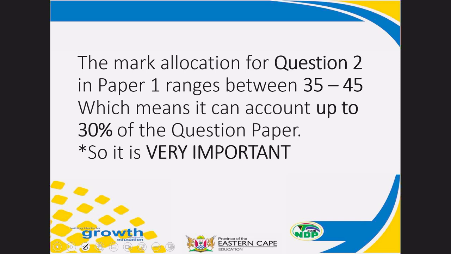The mark allocation for question 2 in paper 1 ranges between 35 to 45 marks. If you look at the maximum mark of 45 here, 45 divided by 150 marks gives you up to 30%, meaning that is a level 2 pass by itself from one question in accounting if it's 45 marks in the exam. So therefore it's very, very, very important, this question.